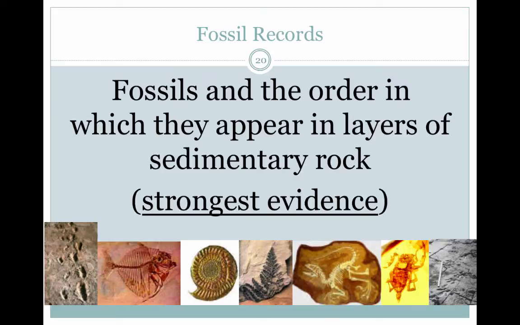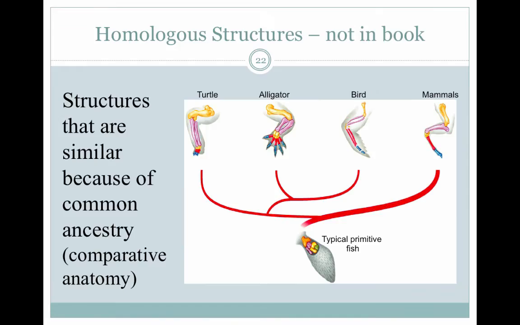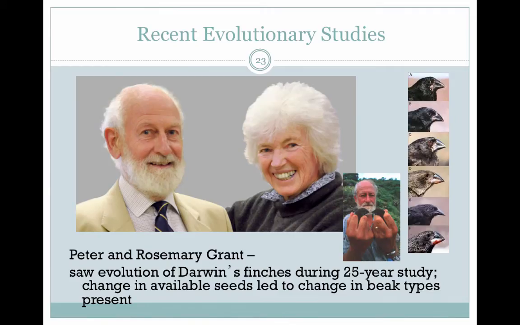It is the strongest evidence that natural selection and evolution has taken place. Now, the records are incomplete. Do know that some forms of life left no fossils, and that current fossil records probably only represent 1% of all the species that have ever lived. All right, homologous structures, not in our book. There is a recent evolutionary change that we have evidence for.